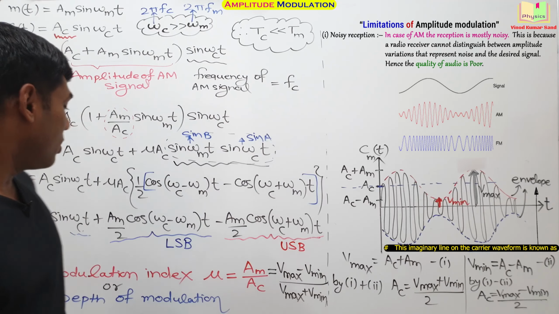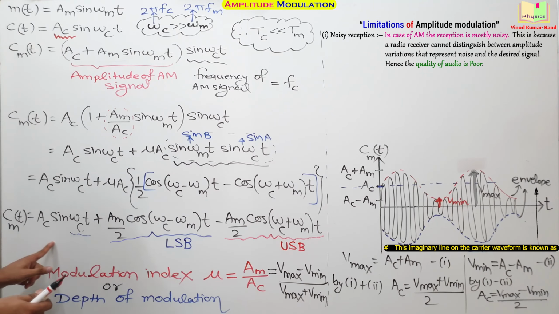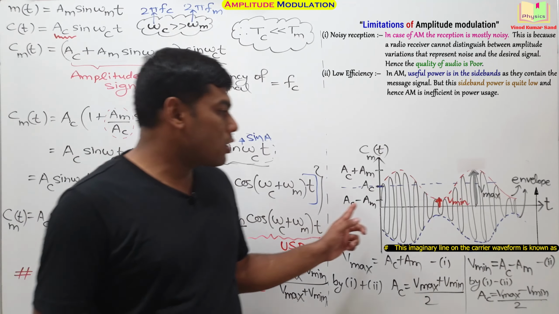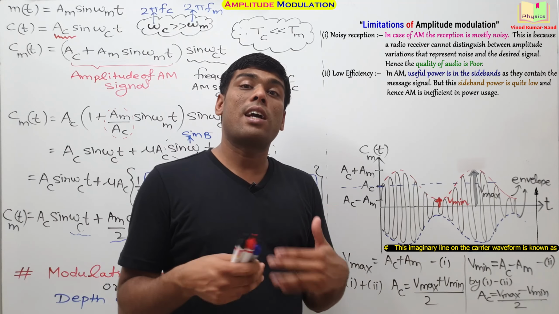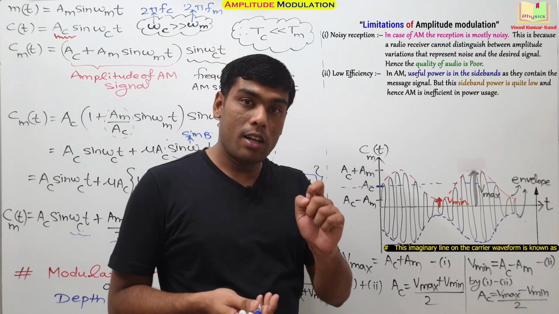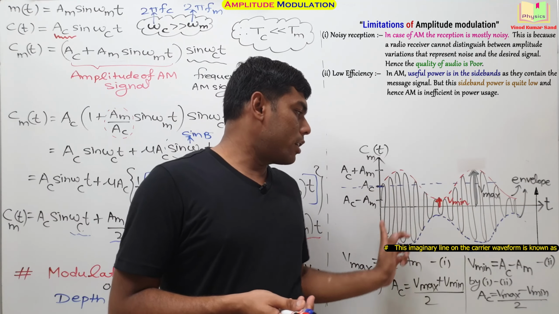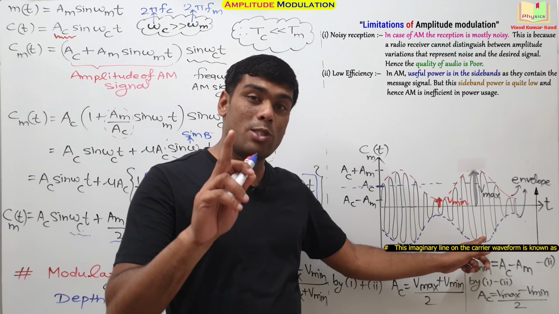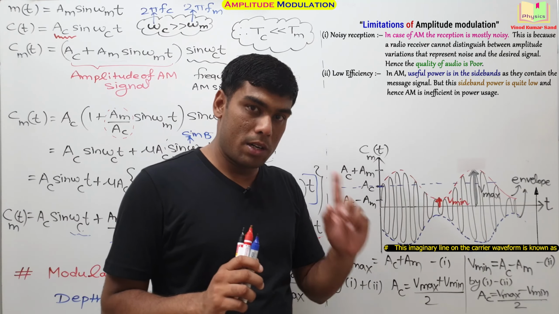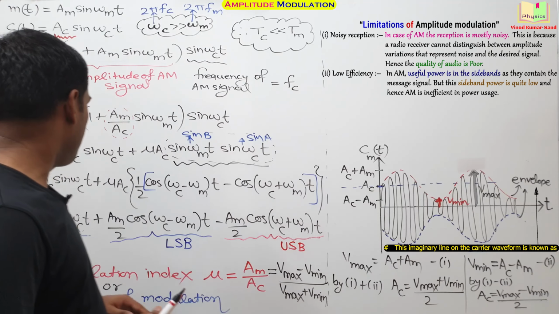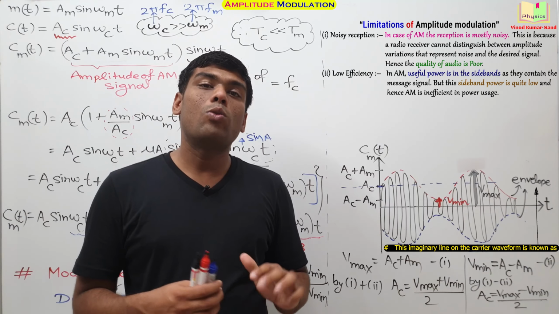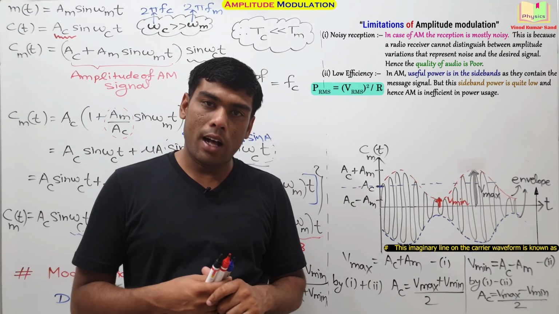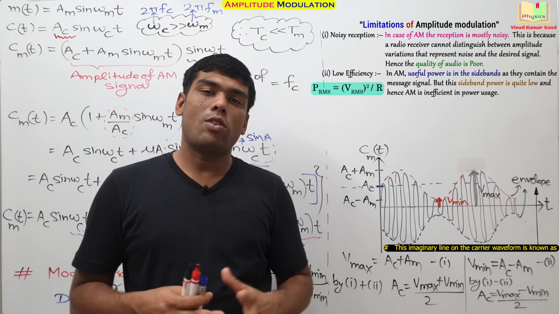The second issue with AM is that it is power inefficient, because the majority of the power of the AM signal is taken up by the carrier signal. Very small power is allocated to the sidebands, and the message is actually contained in the sidebands. We know the formula of power, RMS power I am talking about. The RMS power is equal to Vrms whole square divided by R. Here R is the resistance of the antenna.